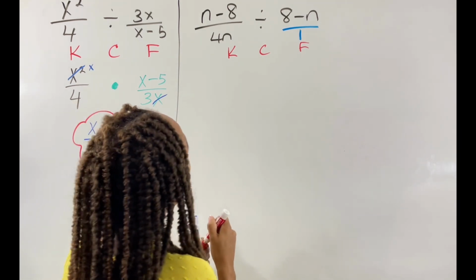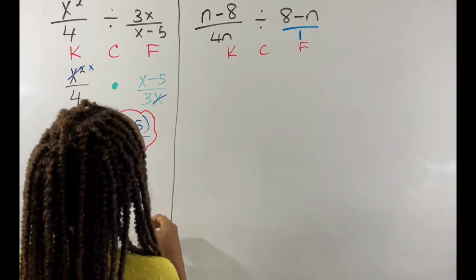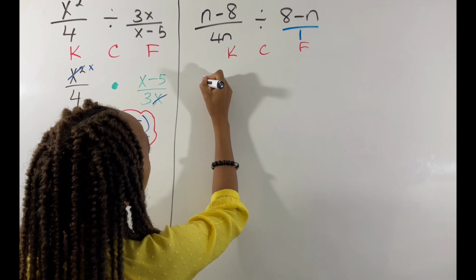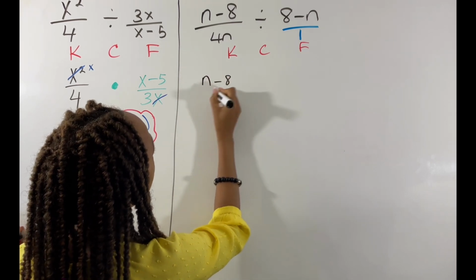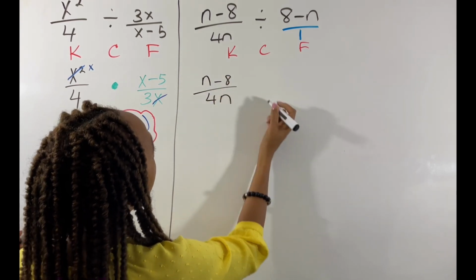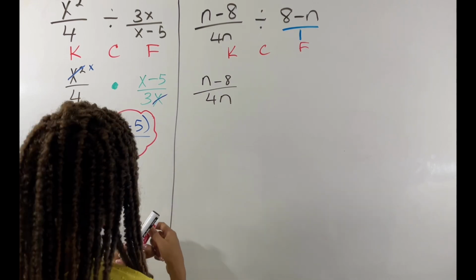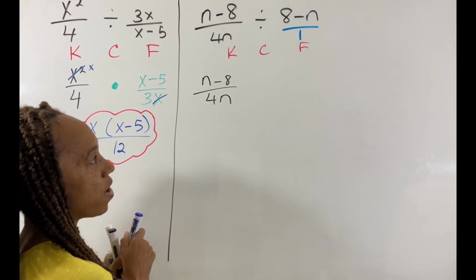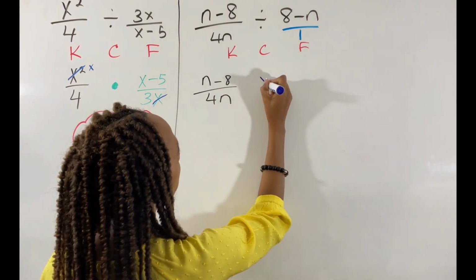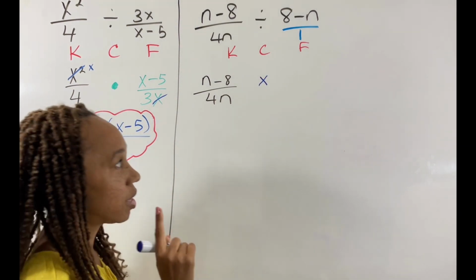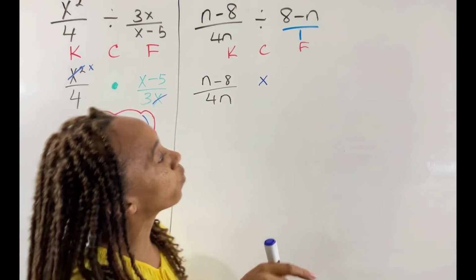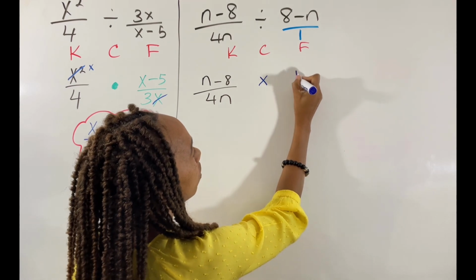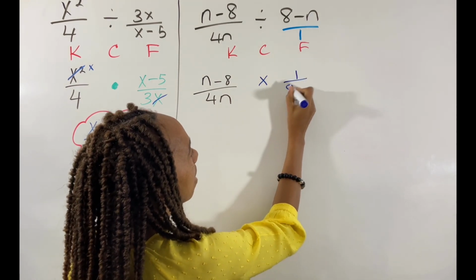Alright? So we are going to keep our first rational expression here, which is the n minus 8 over 4n. And the next thing you are going to do, you are going to change that sign. Now, because I'm not working with any variable that is x, I'm going to use my multiplication sign. So that I want to highlight to you. And the next step that you're going to do, you're going to put the 1 over 8 minus n.